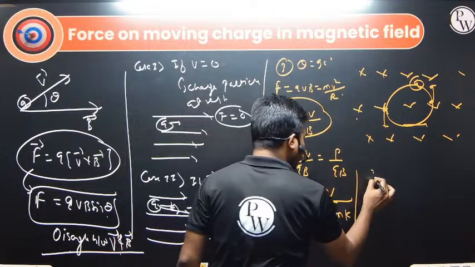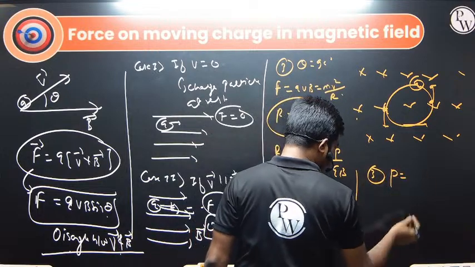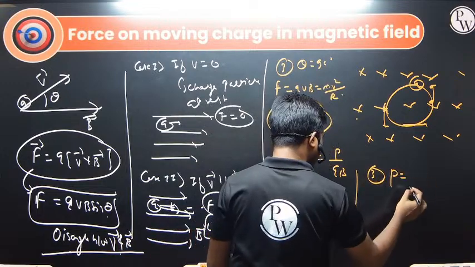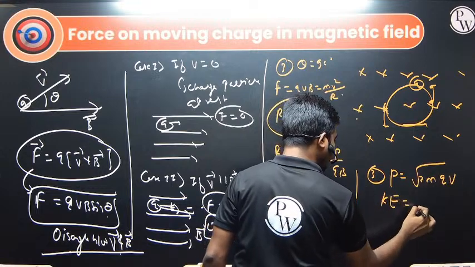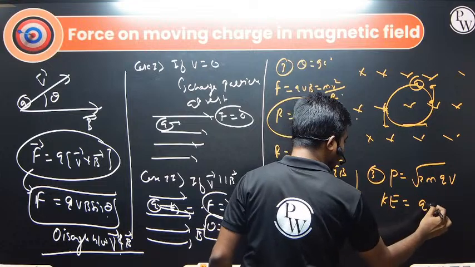Third, p equals under root 2mqV. Why qV? Because the kinetic energy is the charge multiplied by the potential difference.